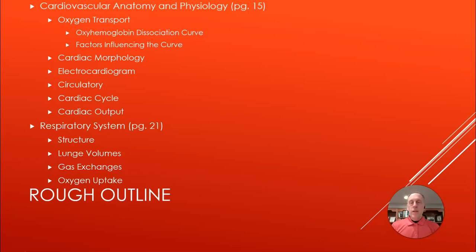So if we take a look at a rough outline of how I'm laying this out over the next couple slides, you have cardiovascular anatomy and physiology starting on 15, and then we go into oxygen transport. We'll talk about oxyhemoglobin dissociation curve, cardiac morphology, electrocardiogram, et cetera. And we'll get into the respiratory system down here on page 21, which is going to include the structure, different volumes within the lungs, how gas is exchanged, and then oxygen uptake.